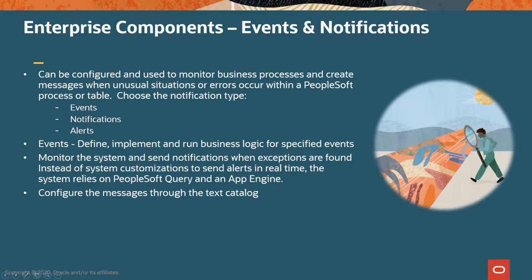You can monitor the system and send notifications when exceptions are found. Instead of system customizations to send alerts in real time, the system relies on the PeopleSoft query and an app engine. So you would run this process or run the query on a regular basis, and it would recognize the error and send out the notification. And the messages are configured through the text catalog. So rather than having to hard code, it is configurable.